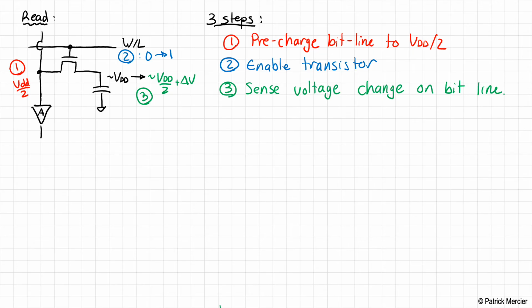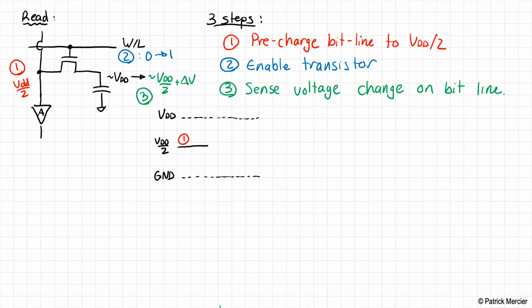All right, let's try and understand what this delta V looks like. Let's imagine we have a voltage range between ground and VDD. And initially, we pre-charged our device, or our bit line rather, to VDD over 2. So this was step 1.